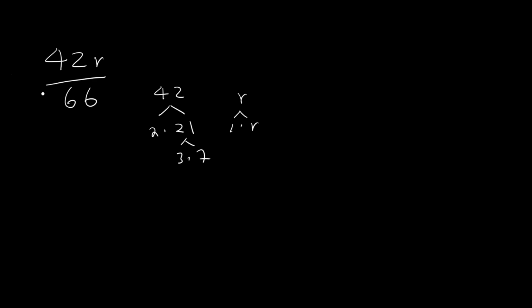Here's another example, 42r over 66. Let's factor out 42. Using the tree method is quicker and easier. We can factor 21, 3, and 7. Now let's factor r. Well, 1 times r gives you r. So what we do is that we write 2 times 3 times 7, our prime numbers, and we also write r. Next, let's factor 66.